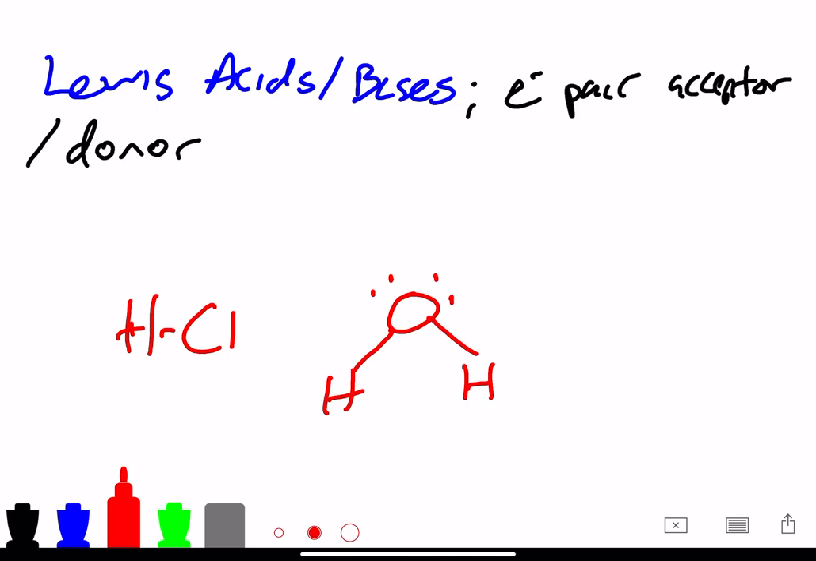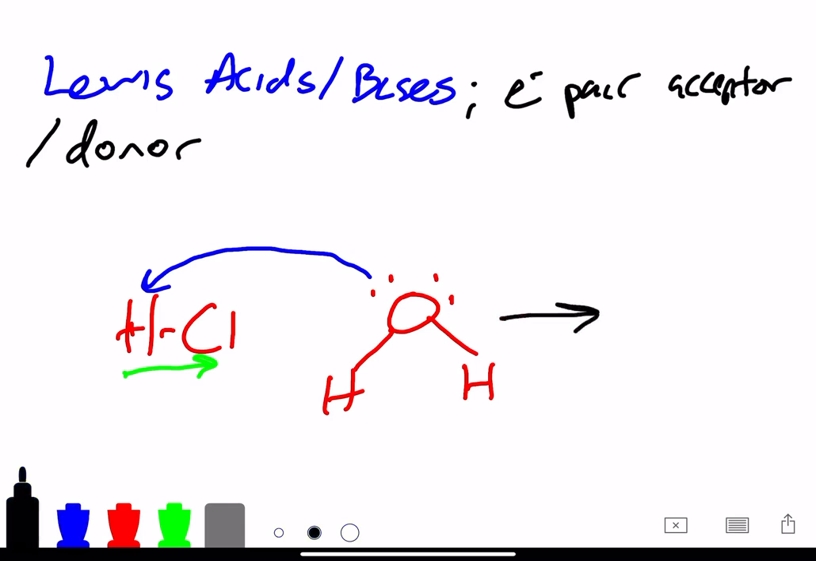What we see here is the water is going to be the base in this reaction, and here is the acid. This hydrogen is electron deficient because the chlorine is pulling electron density away from it. The oxygen has 2 lone pairs of electrons that are available to be donated to the hydrogen, and that's exactly what's going to happen. That's going to give us the hydronium ion again, which is what H3O+ is called.